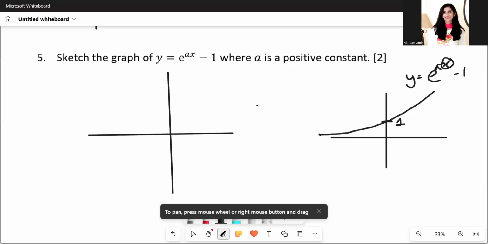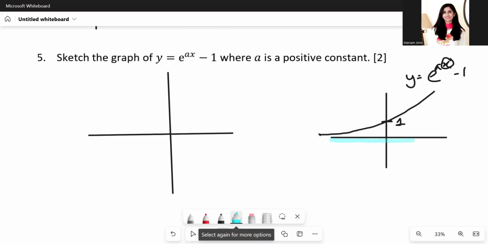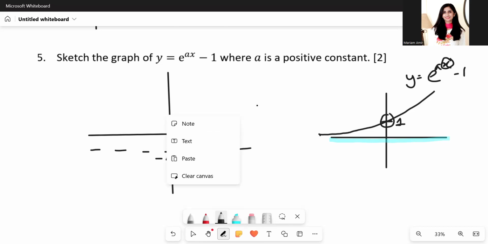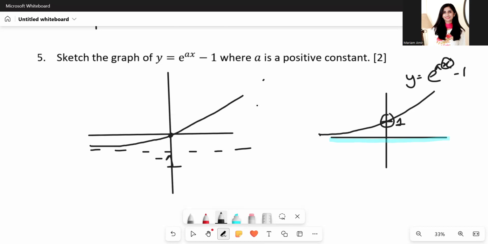So the asymptote, which was originally this line at 0, will go 1 unit down, and we will draw the asymptote with a dotted line, and this is -1. Also, the y-intercept will also go 1 unit down, and it will now be at 0. So your graph would look something like this. This asymptote needs to be horizontal. Mine is slightly off, so fix that and we're done. This is the graph for y equals e power x minus 1.